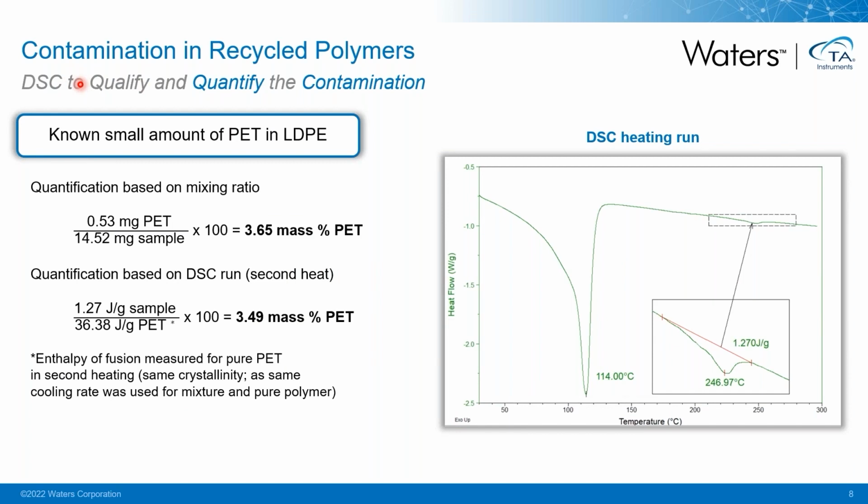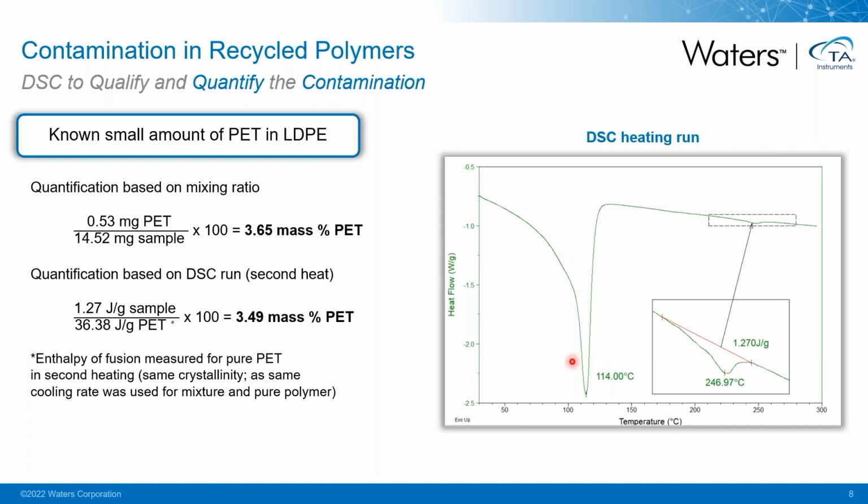DSC is also going to allow us to quantify the amount of contamination in a recycled polymer. In order to demonstrate that, we have put a known small amount of PET in LDPE, about 0.5 milligram of PET in a total sample of 14 milligram. This means that there's 3.6 mass% of PET in this sample. We can now quantify it by looking at the DSC run, and we will be looking at the second heating because we want to work with a material that has a known processing history.